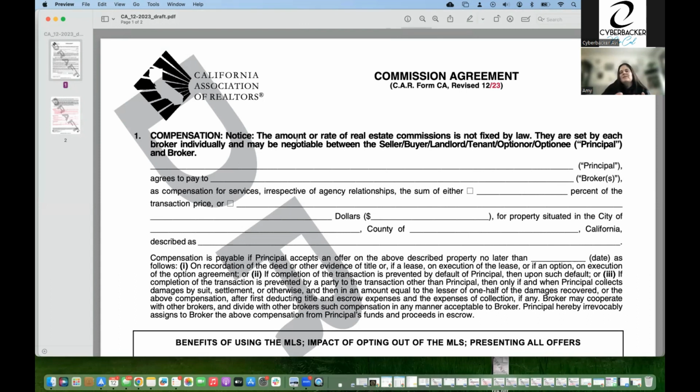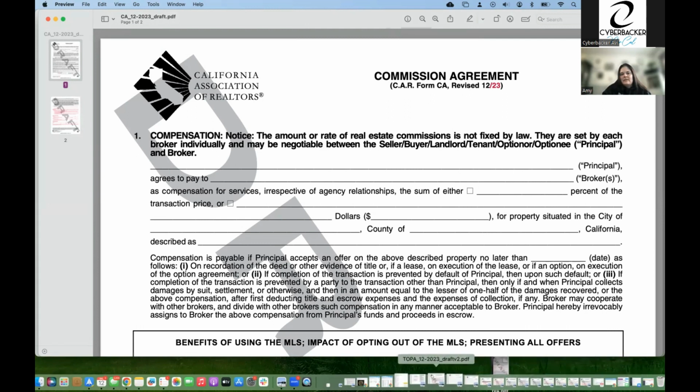So if you're representing the seller, not the buyer, we would use this commission agreement form. For representing both seller and buyer, single party, or there's no other agent involved in the transaction, only one agent, even if you're only getting paid from one side, we would use the single party compensation agreement. Okay, so that's the difference between those two forms. All right, moving right along, let's see what we've got next down here.